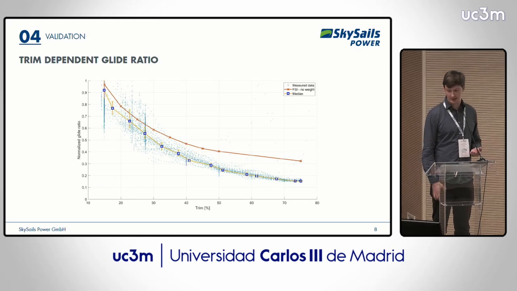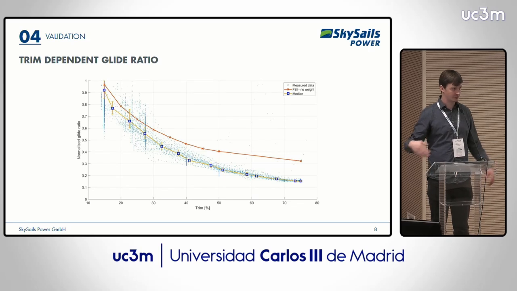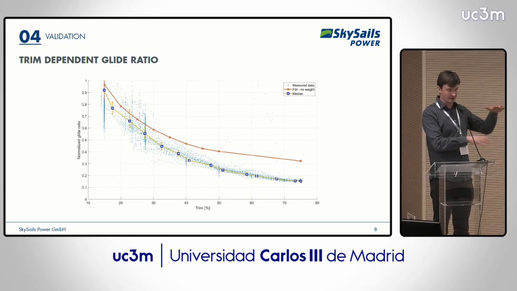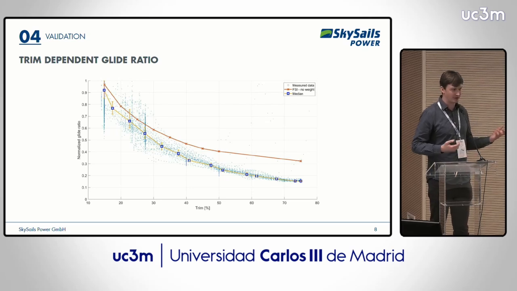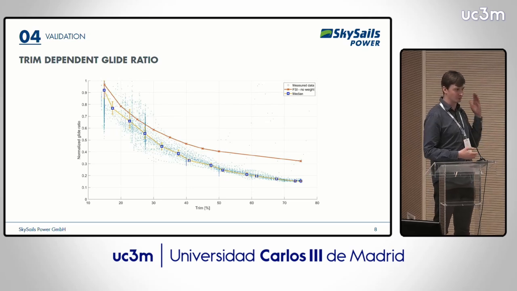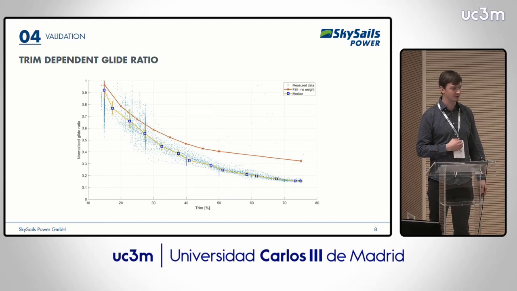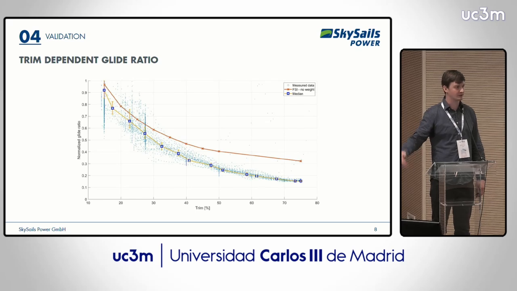And as soon as we start depowering the kite, there's a transient phase where the kite is in a transient state. And we're not really interested in how the glide ratio looks in that case, because we're just moving towards our depowered trim. Therefore, that's the reason why you have a lot of scatter in that region.